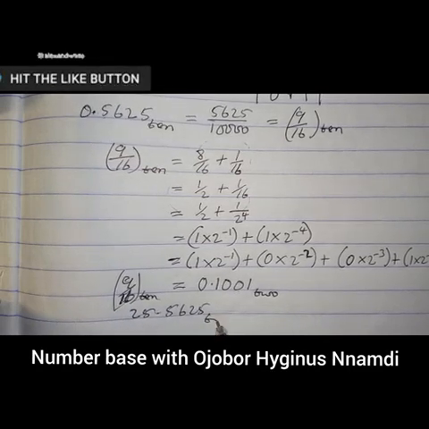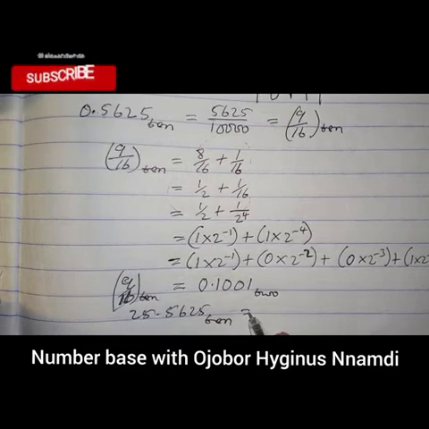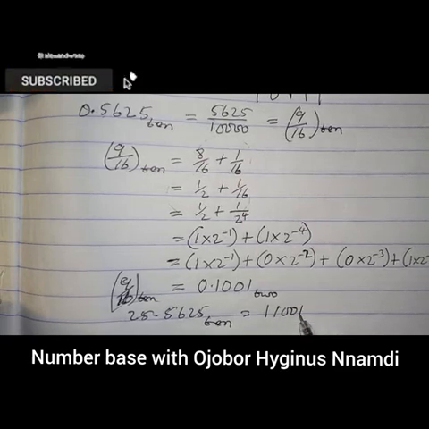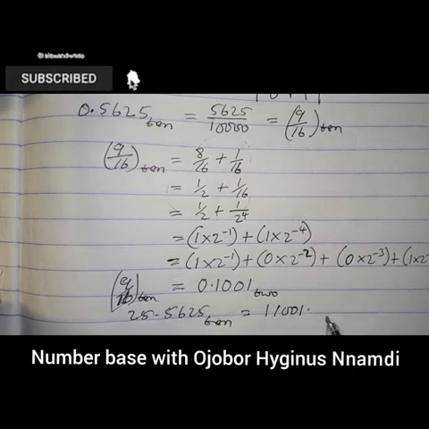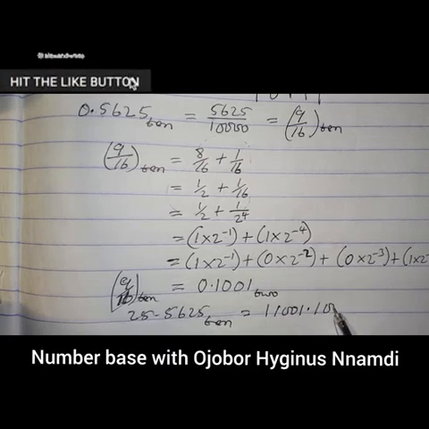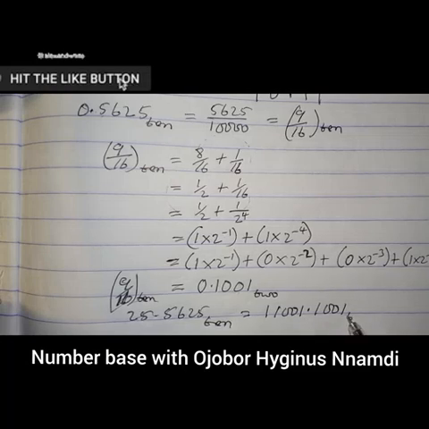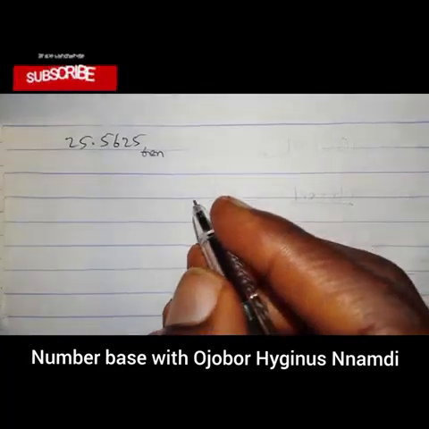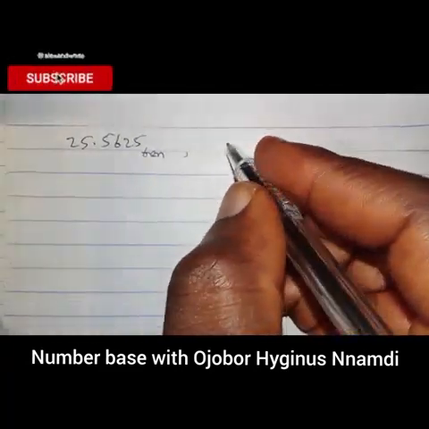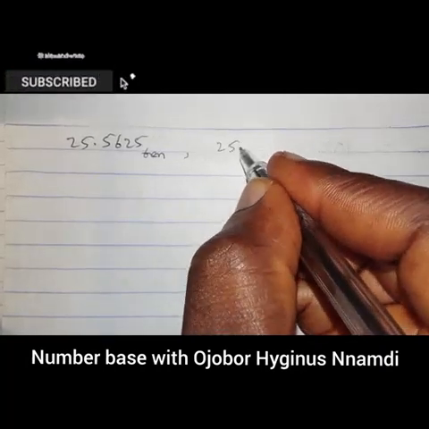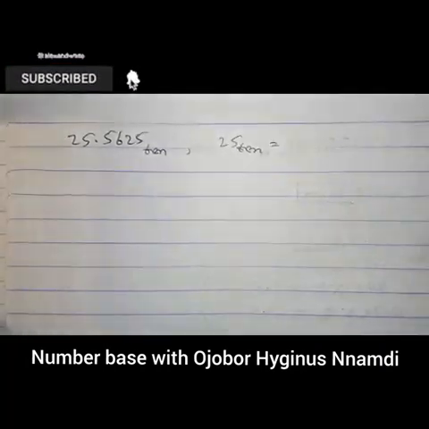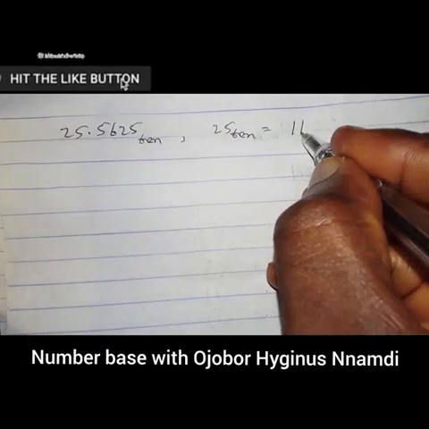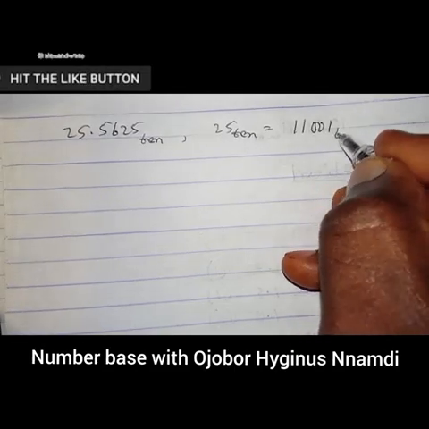So if we put the two numbers together, it means that 25.5625 base 10 is equal to 25 will go 11001, then 9/16 will go 0.1001 in base 2. That is how we've done that. Then using the second method, remember we've gotten 25 base 10 to be equal to 11001 base 2.